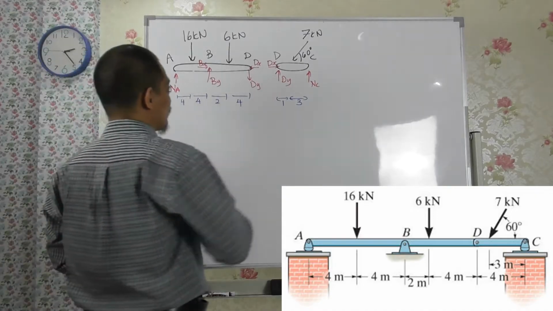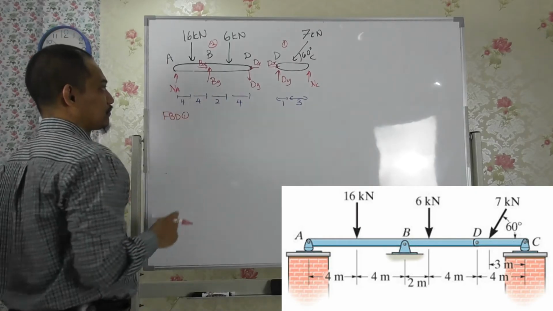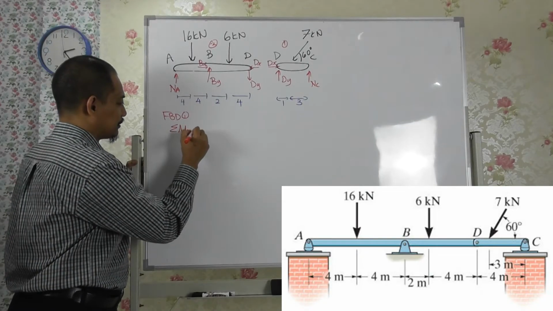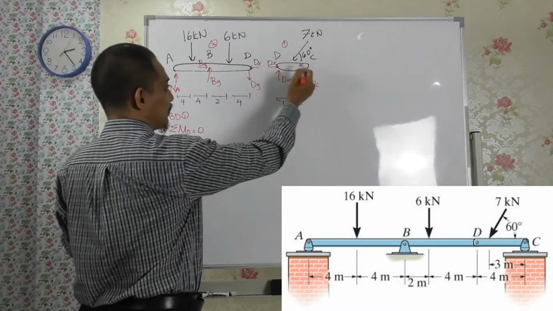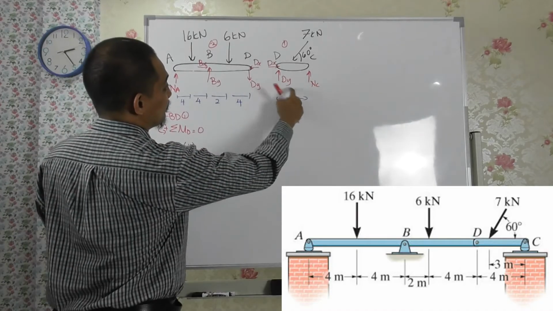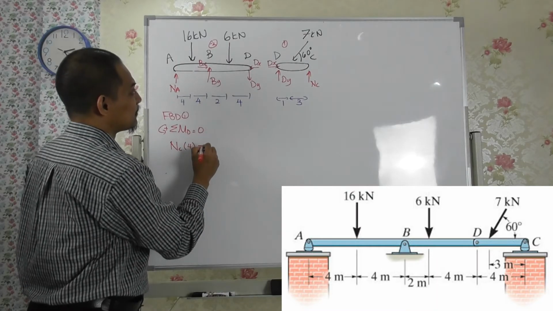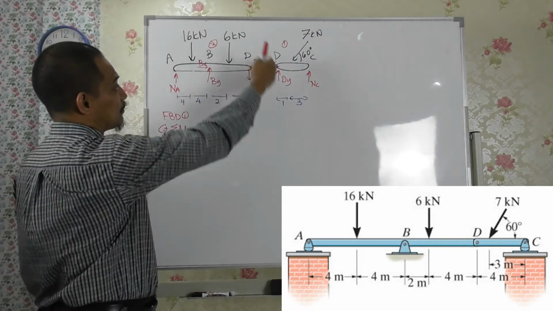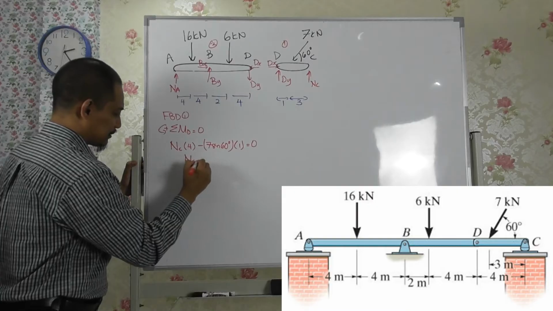So I label this as 1 and this as 2. From free body diagram 1, if I take the summation of moment about point D equal to 0, with counterclockwise as positive, then NC times 4 (3 plus 1, so 4), and then minus 7 sine 60 degrees, the vertical component, times the distance of 1, equal to 0. So from here you can calculate NC.